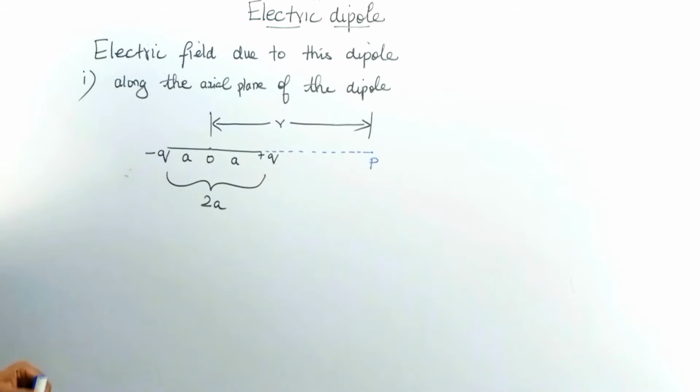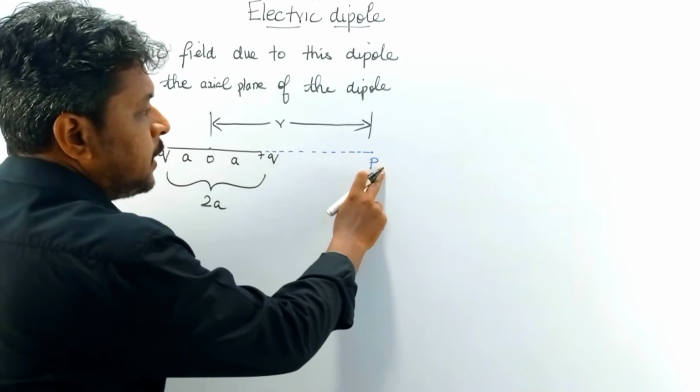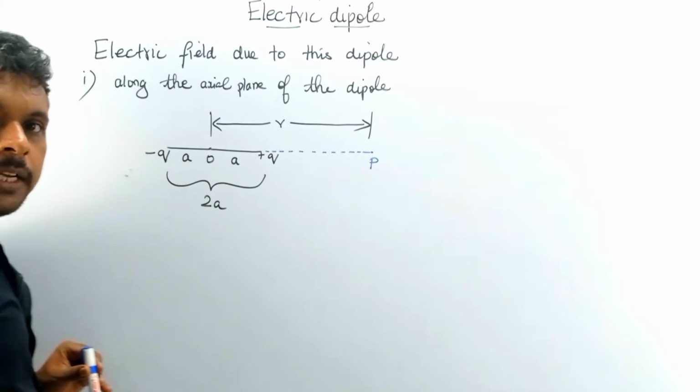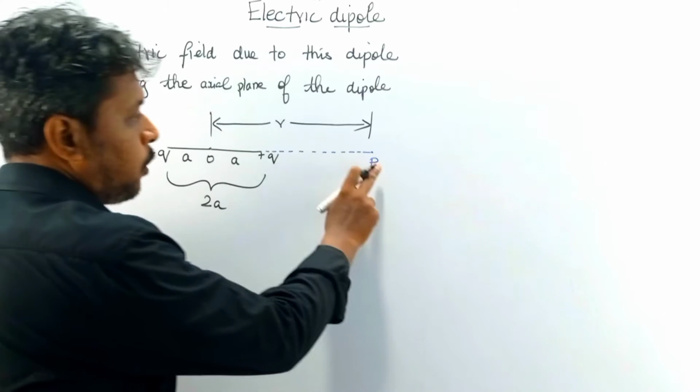Okay, so this is the view. Here we have a dipole. A point P is kept along the axis of the dipole. We have to find the electric field due to this dipole at this point P.